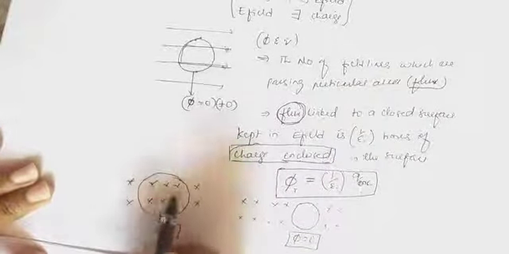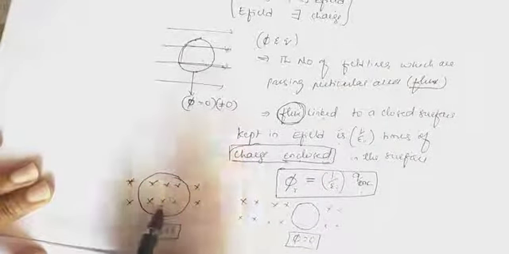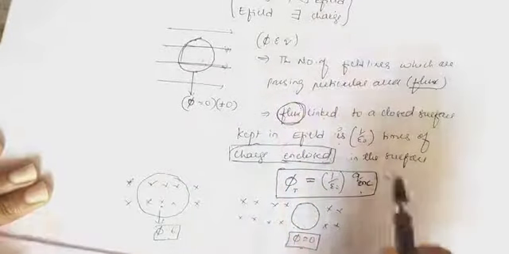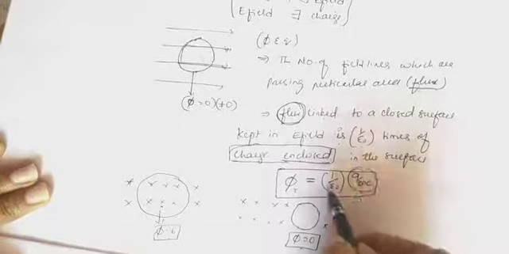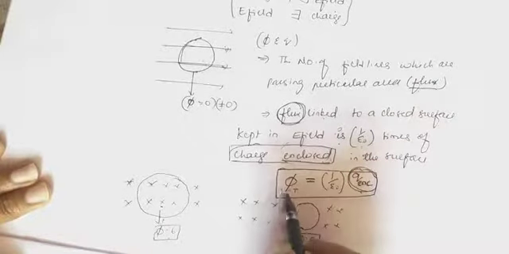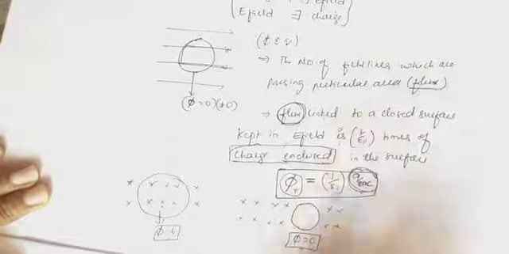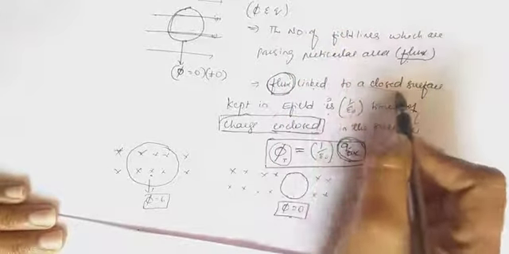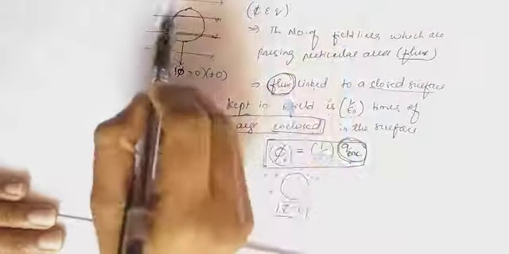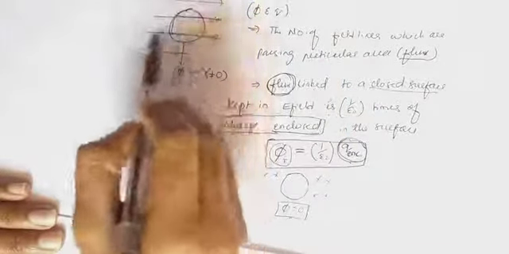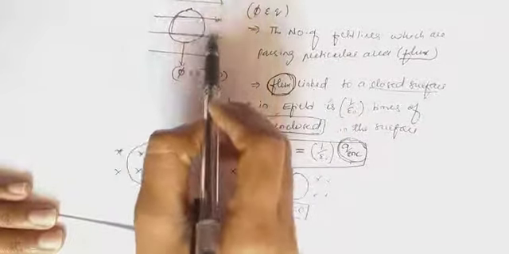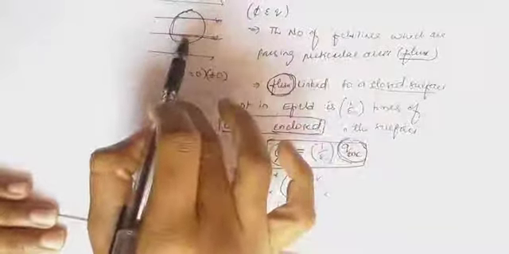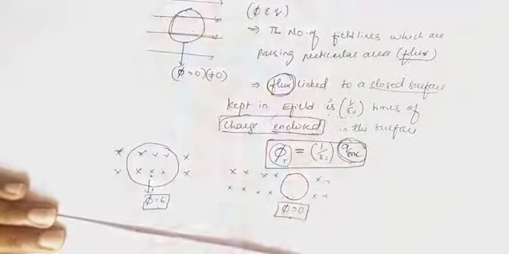There is no charge inside the surface, so here the flux is 0. That is why, with the enclosed charge, 1 by epsilon naught times the charge, the charge must be enclosed, then only there exists flux. This is the Gauss law. The flux linked to a closed surface placed in a field is the two lines linked through this area, and that must equal the charge enclosed by this surface. This is the Gauss theorem.